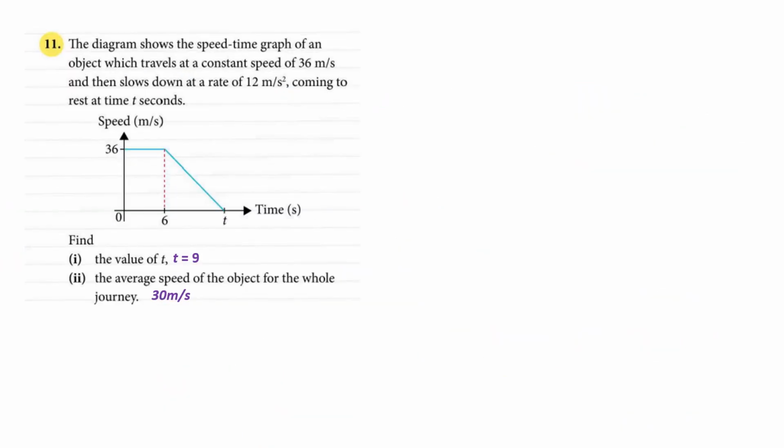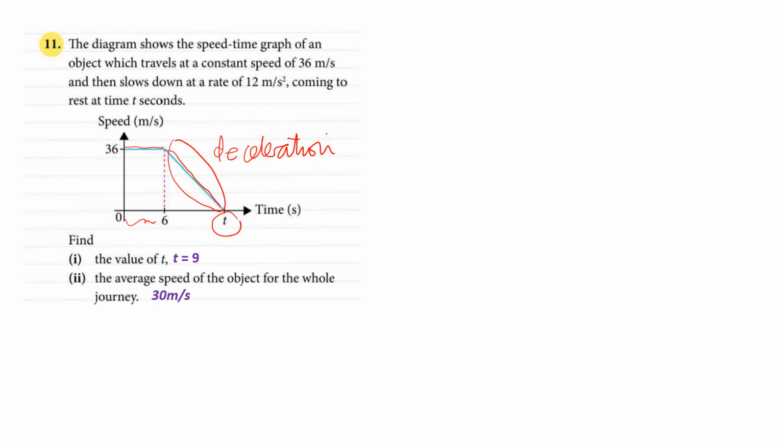Again, it's another speed-time graph. In this case, we have an object that travels at a constant speed of 36 meters per second for the first 6 seconds, and after that slows down, so it decelerates. This part here is deceleration. So what do we need to find? It's this value here.